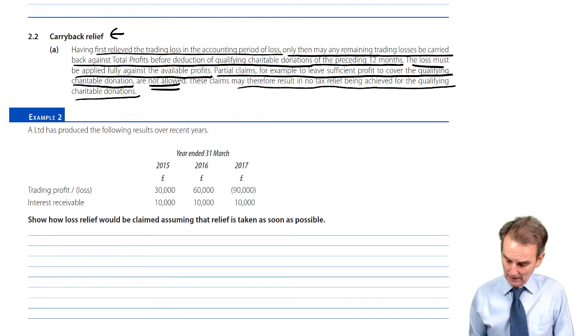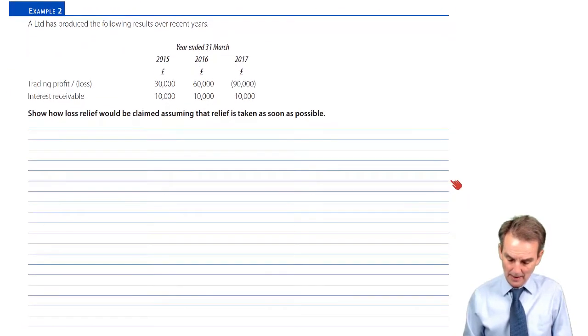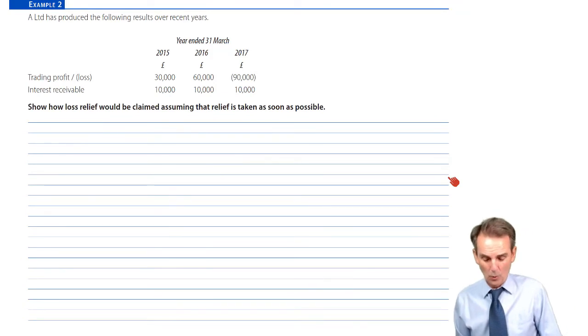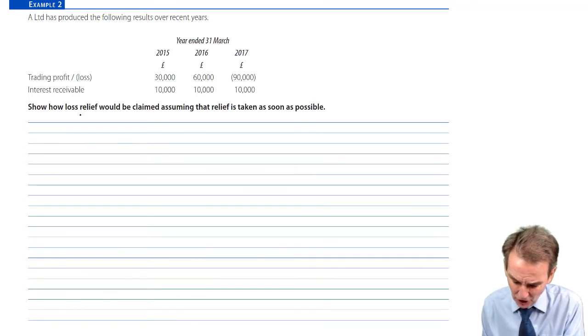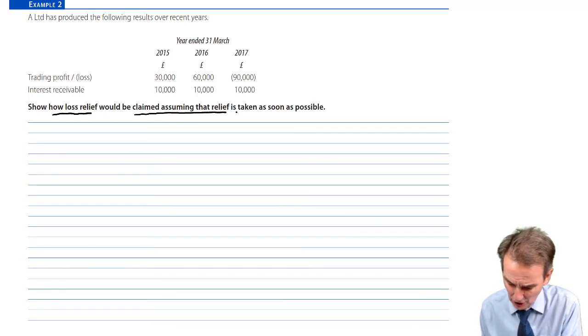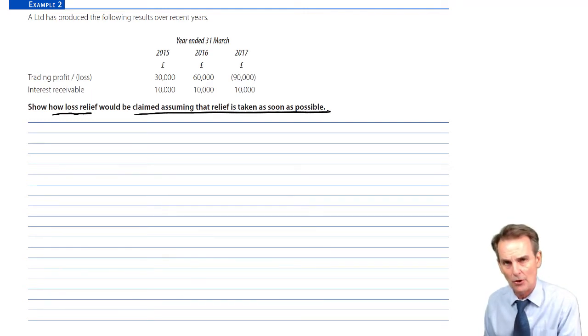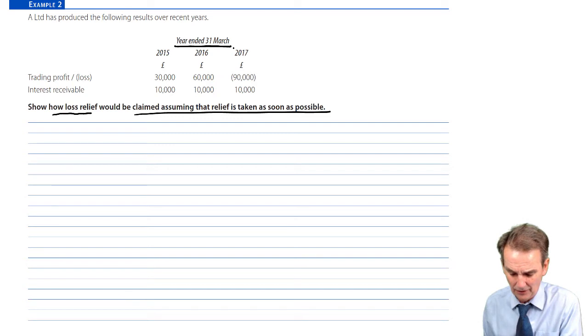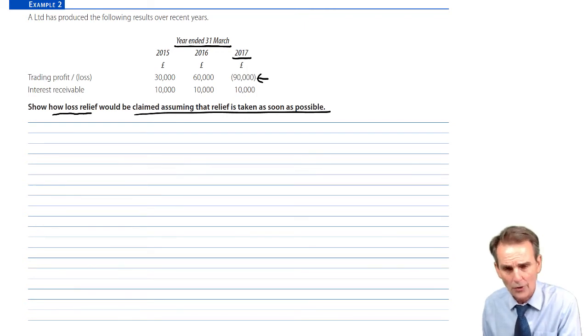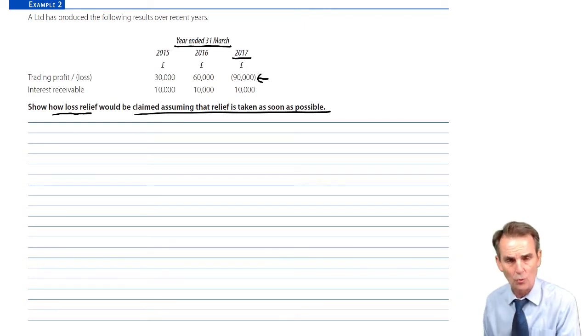Okay, let's have a little look now then at example 2, where we've got more than one period to deal with. Now, what we're required to do is to show how the loss relief would be claimed, assuming that loss relief is taken as soon as possible at the earliest available opportunity. We have 3 accounting periods mentioned here. All the years ended the 31st of March. And our loss-making period is the last of these, the year ended March 17, where we can see a trading loss of £90,000.